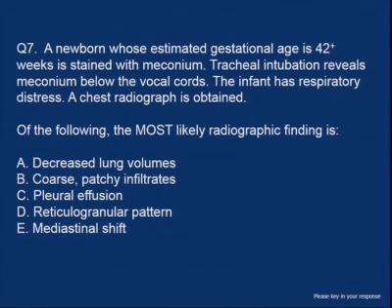Alrighty. Newborn whose estimated gestational age is 42 plus is stained with meconium. Tracheal intubation reveals meconium below the vocal cords. The infant has respiratory distress. A chest radiograph is obtained. Of the following, the most likely radiographic finding is: decreased lung volumes, coarse patchy infiltrates, pleural effusion, reticulogranular pattern, mediastinal shift.